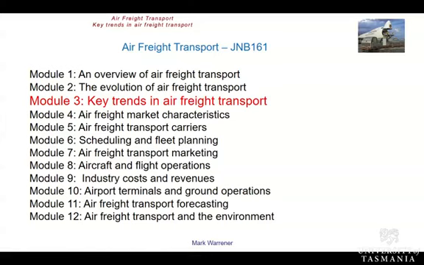So today I want to build on that information and talk about the key trends in air freight transport. This particular lecture will segue very nicely with the next lecture. In the next lecture I'm going to talk in some detail about the type of products that are typically found in air freight transport and have a go at placing them into groups, segmenting them if you like, similar to what we did today in our tutorial example.